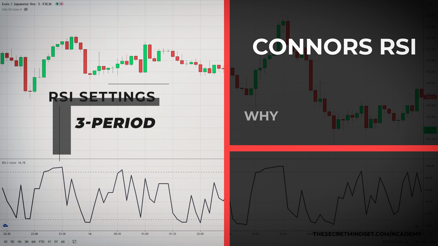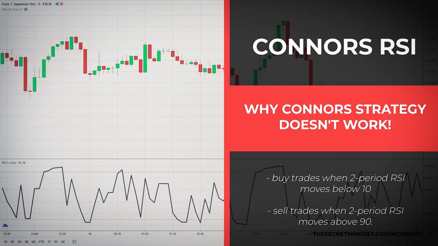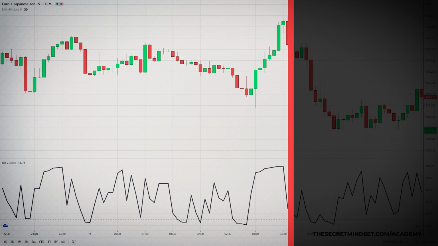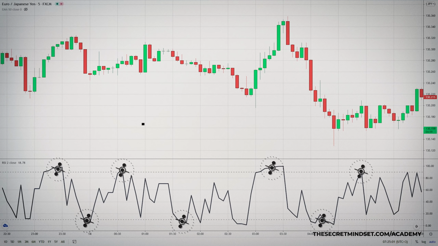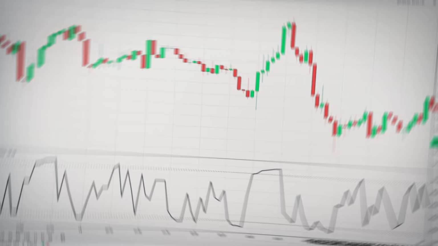Some of you may be familiar with the Connors RSI using a 2-period RSI. Connors, the author of the strategy, said you should look for buying opportunities when the 2-period RSI moves below 10, which is considered deeply oversold, and for short selling opportunities when the 2-period RSI moves above 90. This is a rather aggressive short-term strategy, and from my backtesting, this wasn't a very successful system. I never managed to get a win rate over 50% in any of my previous attempts. Try it yourself, and you'll probably record the same results as I.